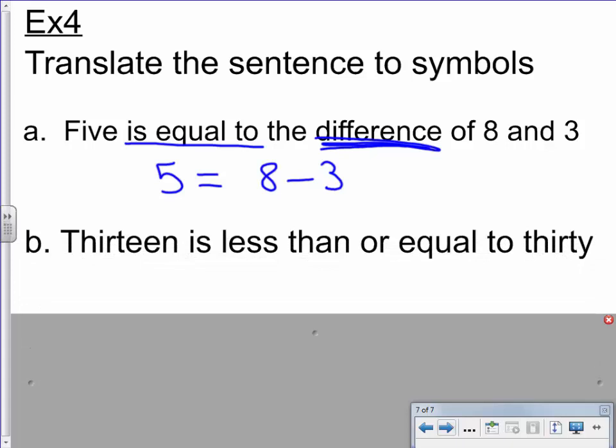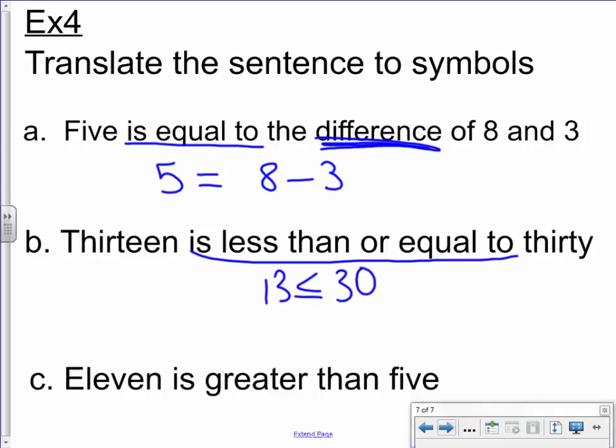In B, I have 13 is less than or equal to 30. Okay, again, find that symbol that we're looking for, either the equal sign or the inequality. In this case, it's going to be an inequality. Is less than or is equal to. Less than or equal to. So we have the less than symbol, the or equal to part, the line underneath. On the left side, we have 13. 30 is going to be on the right-hand side. 13 is less than or equal to 30.